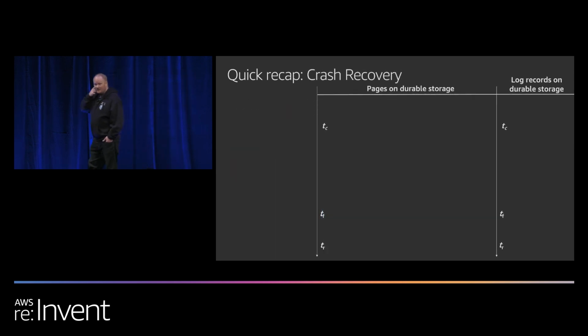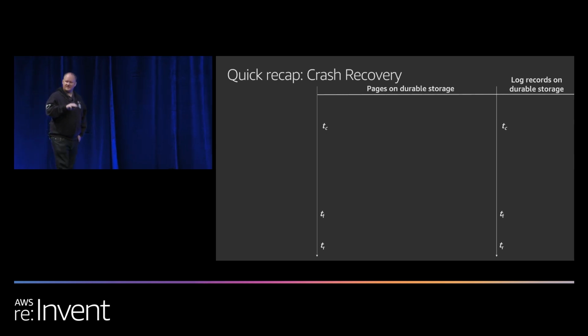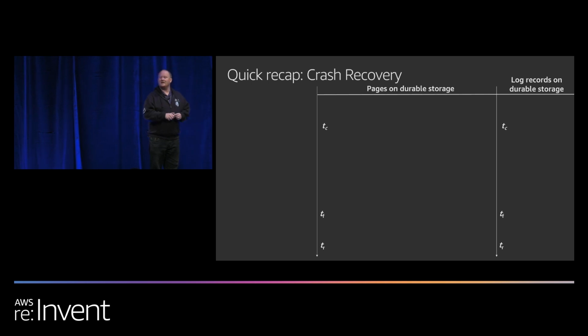So let's take a look at why this is important. Here we have a quick recap on how crash recovery works. This is generally very important, making sure that if something happens to your system, it could be because someone unplugged a server, it could be because a meteorite hit or whatever, you need to make sure that you get back to a consistent state.